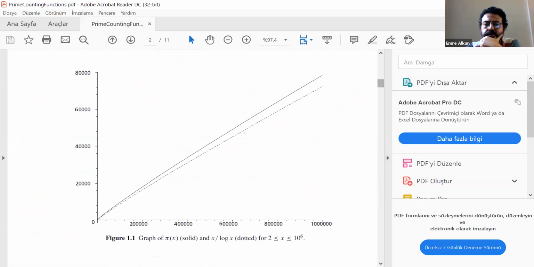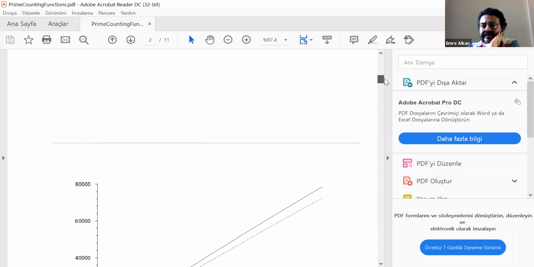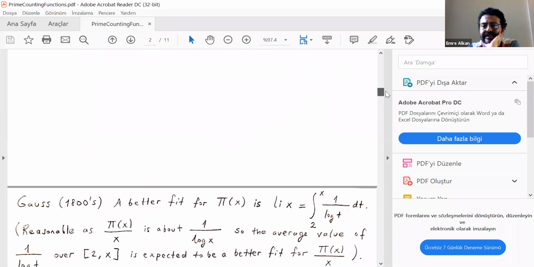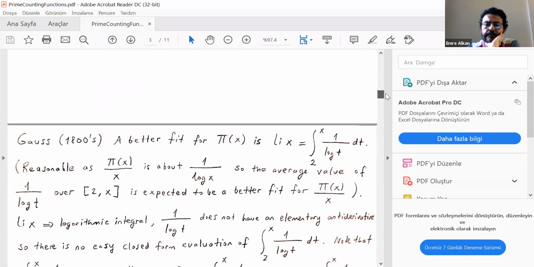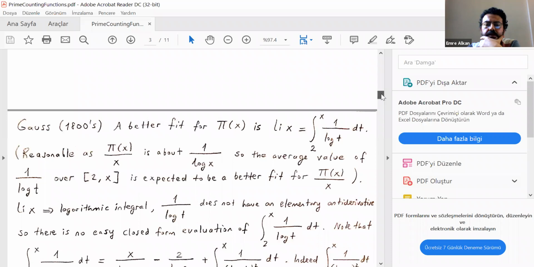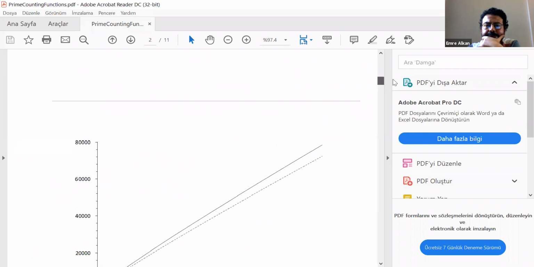And that was our observation. And it continues to be like that. This behavior never changes. Pi x is always bigger than x over log x in the long run. And you can make a numerical study of how precise that is. And there are papers like that in the literature, comparing pi x with x over log x, recent papers.